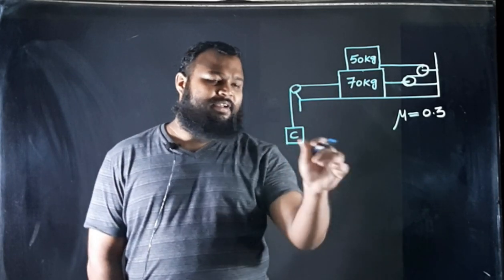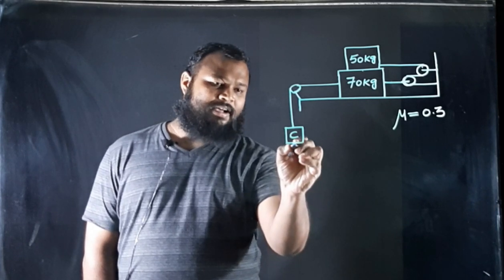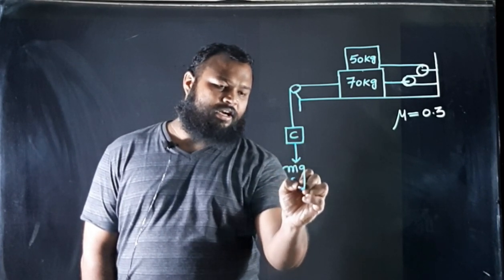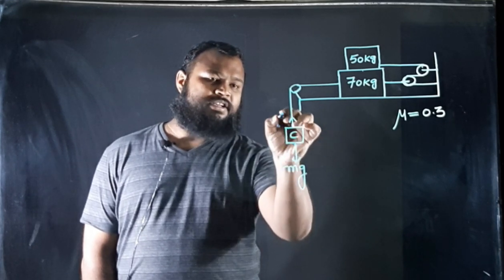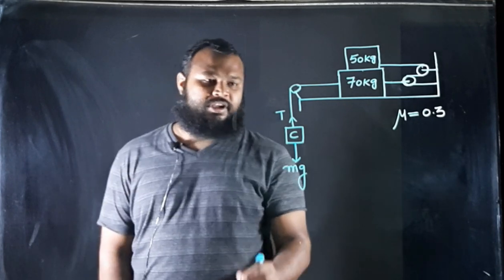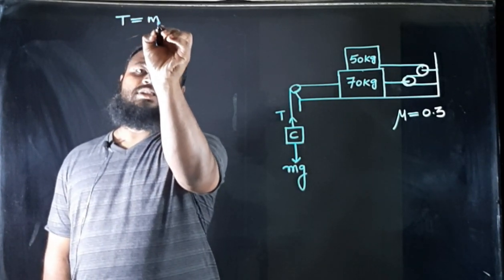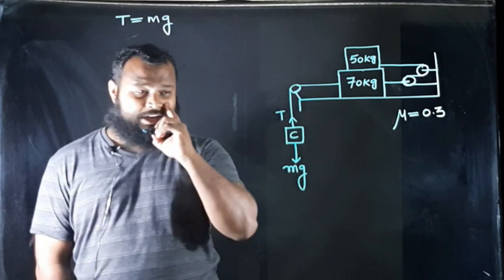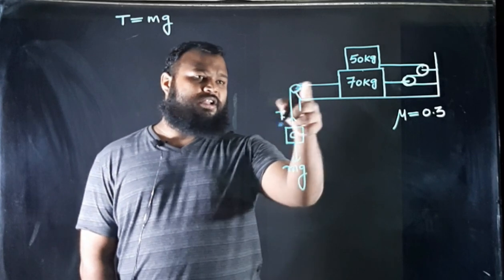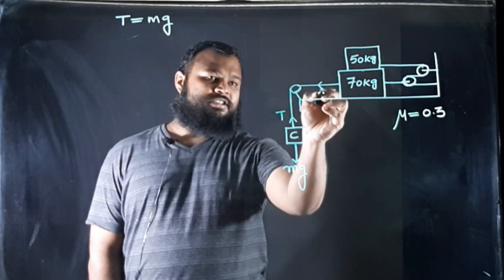Since the system remains at rest, C also remains at rest. So let's say the mass of C is m, then mg acts vertically downwards, and this is the tension in the string. If it is balanced, then we can write T is equal to mg. That is the first conclusion we can write just by seeing the diagram. And we know that at every point in the string the tension is the same. So if this is T, this is T here.